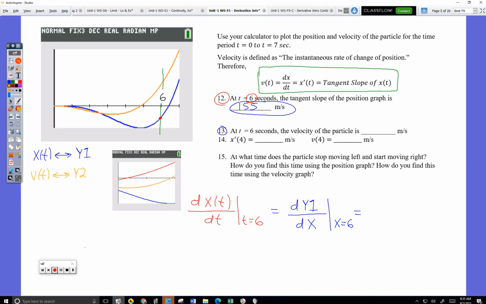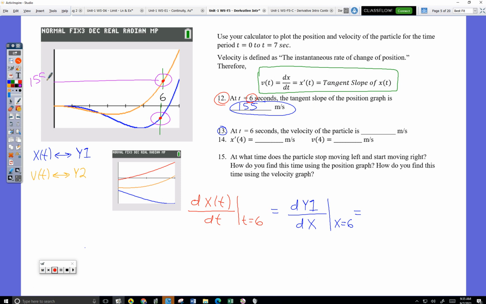It's right here. We're looking at time 6. Isaac sees it, and we are finding a couple of things. Look here. We found the slope right here. That slope is 155 meters per second. That's also this y value, 155 meters per second, right here.